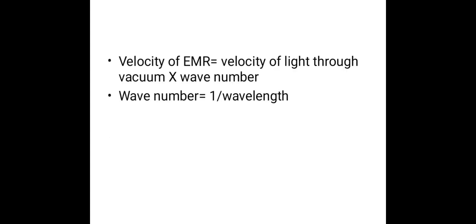Velocity of EMR, electromagnetic radiation, is equal to the velocity of light through vacuum times wave number. Wave number is equal to 1 by wavelength. We have learned that v is equal to f lambda, where lambda represents wavelength. So we just replace the wavelength with 1 by wavelength, that is wave number. So the velocity of EMR is equal to the velocity of light through vacuum times wave number, and wave number is equal to 1 by wavelength.